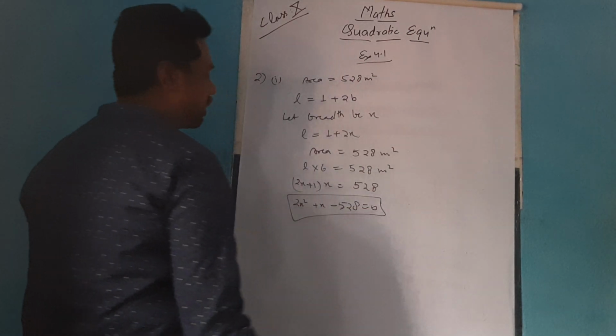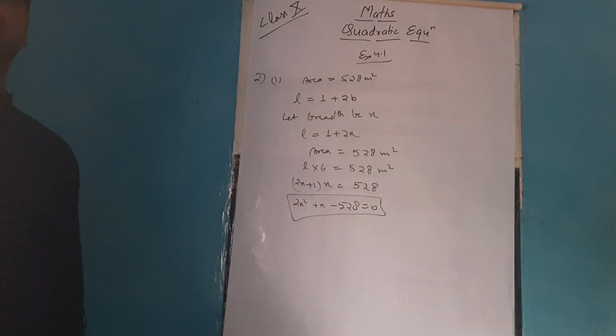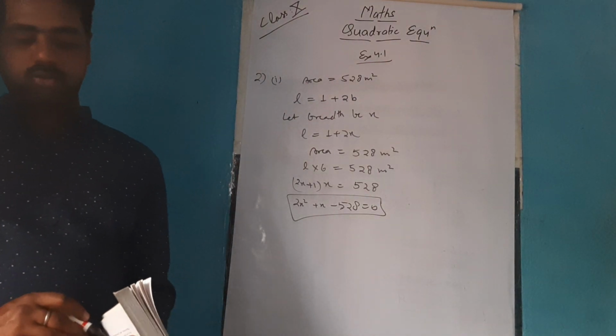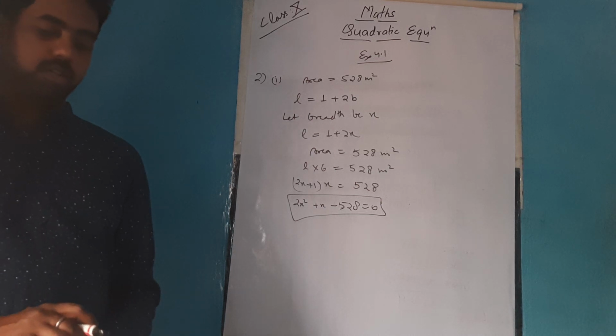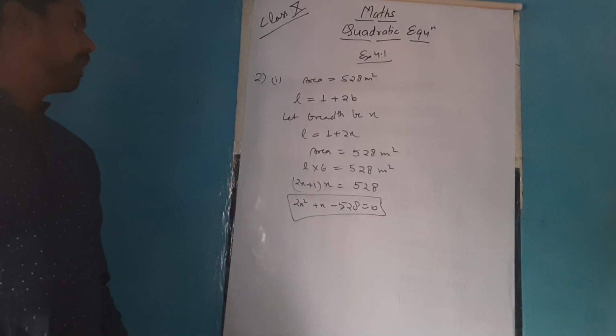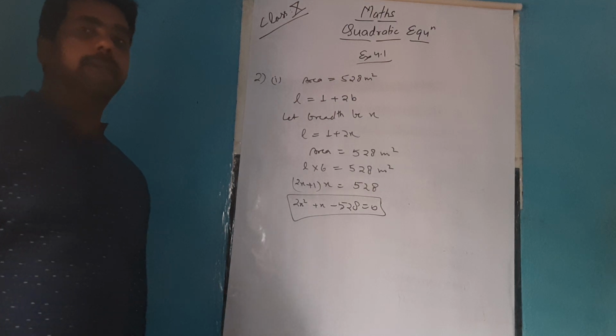This will be the equation. So here you need to form the equation. You don't have to solve, you only have to form the equation. So the equation will be 2x square plus x minus 528.